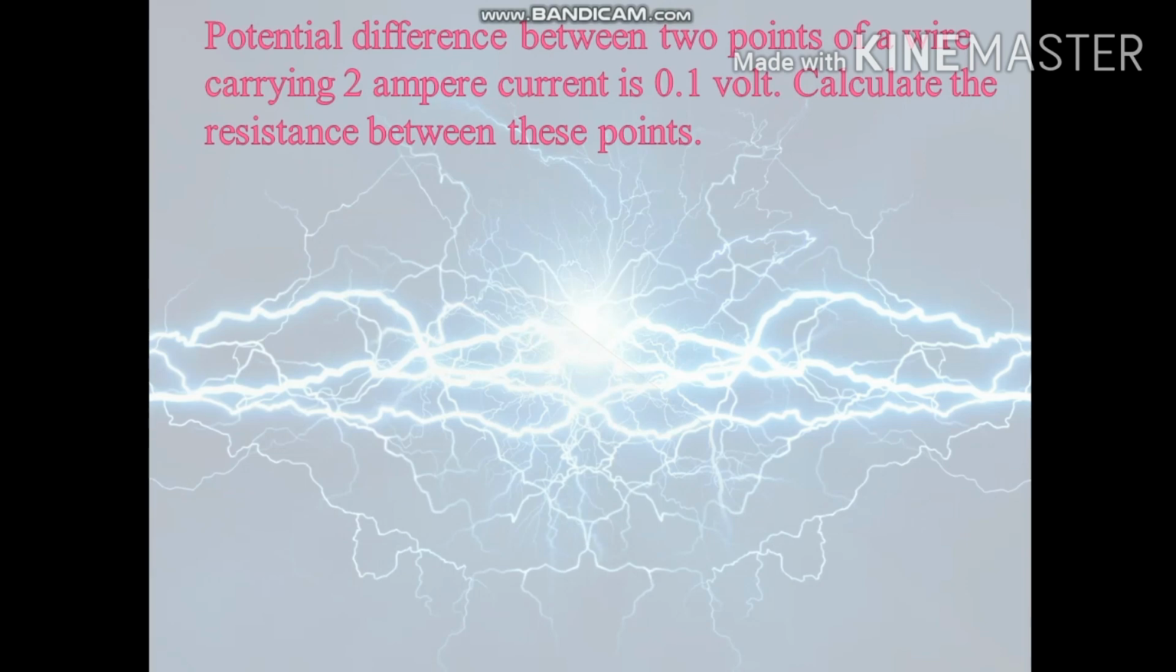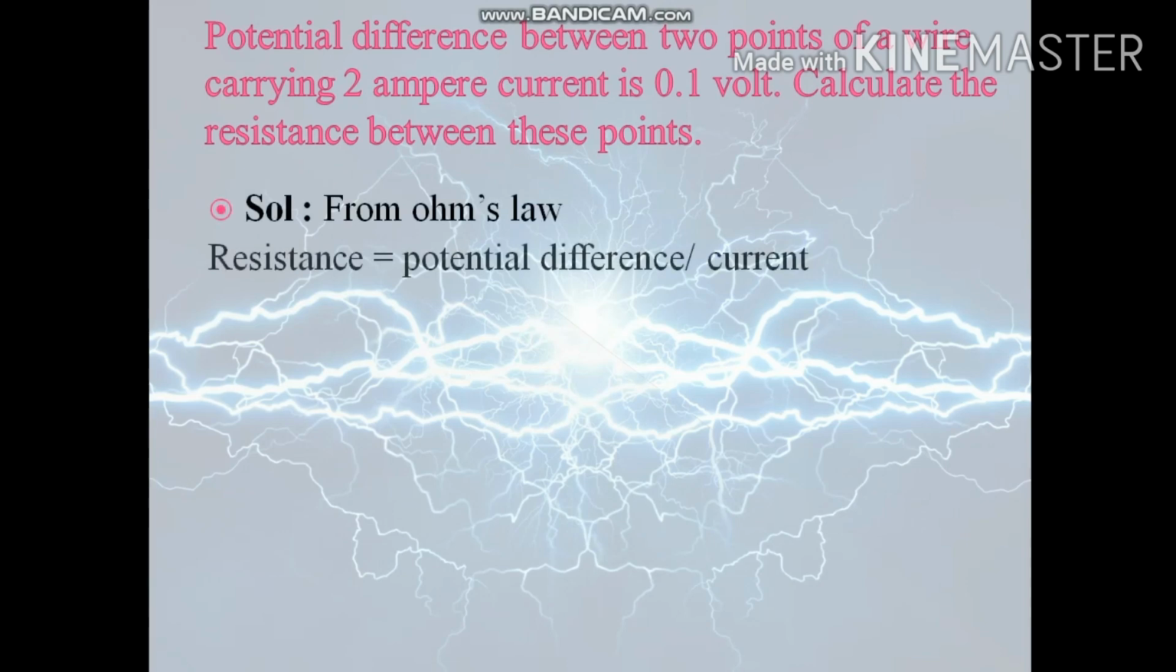Okay, let's solve some numericals. There is a numerical problem. Potential difference between 2 points of a wire carrying 2 ampere current is 0.1 volt. Calculate the resistance between these points. Here the potential difference between 2 points is given as 0.1 volt and the current is 2 ampere, and we have to find the resistance between these points.